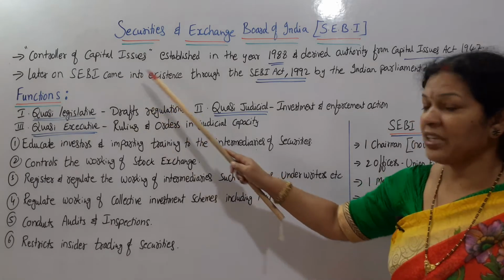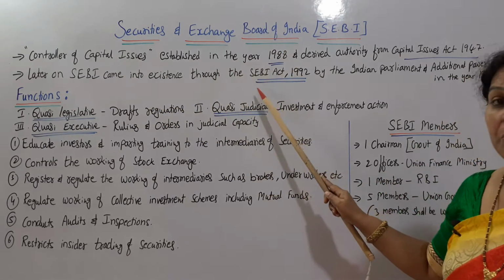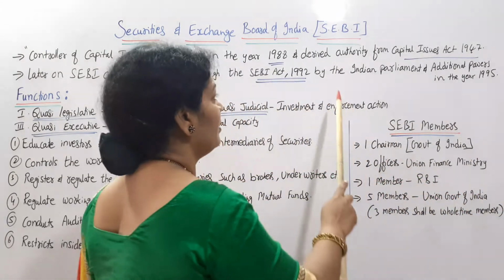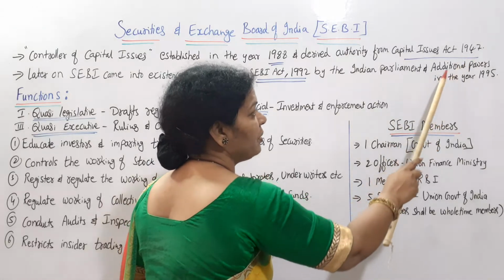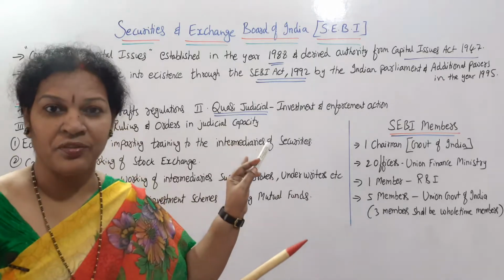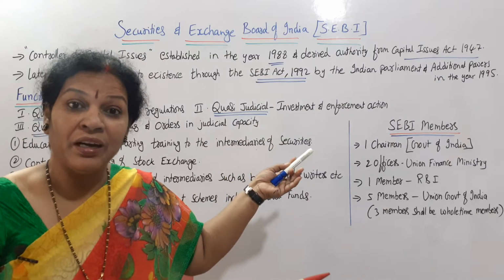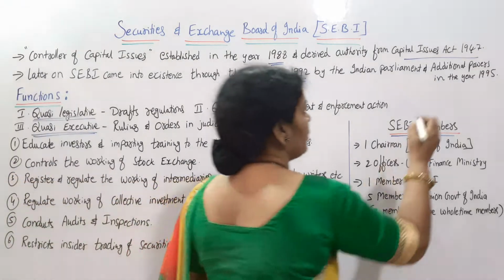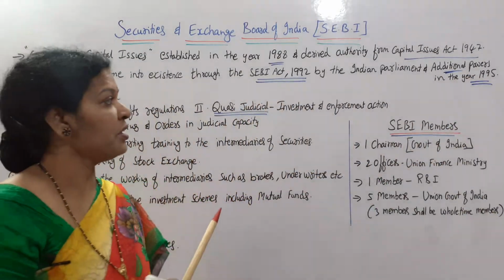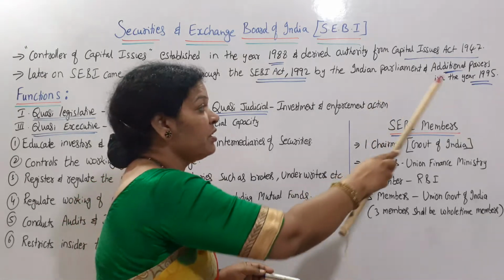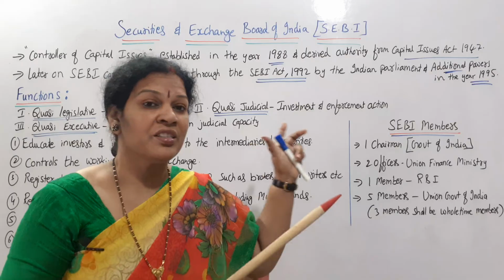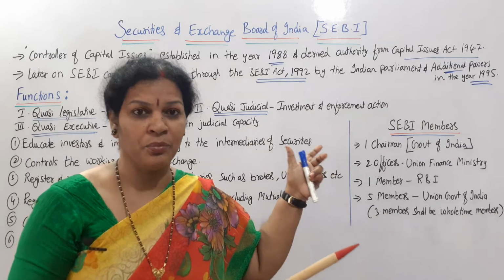Later, SEBI came into existence from this, that is the SEBI Act 1992 by the Indian Parliament, and additional powers in the year 1995. It got established in the year of 1992, but they have given additional powers. So additional powers in the year 1995. Are you getting it? In 1995, Parliament gave some more additional powers, but the establishment was in the year of 1992. SEBI, Securities and Exchange Board of India.